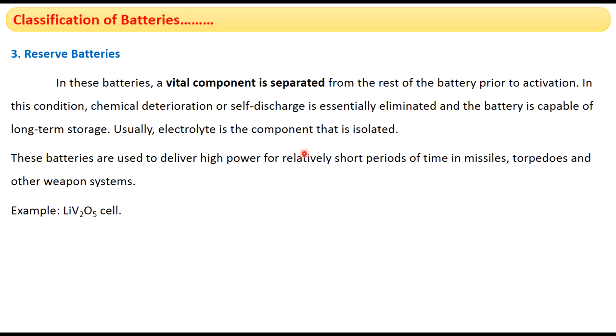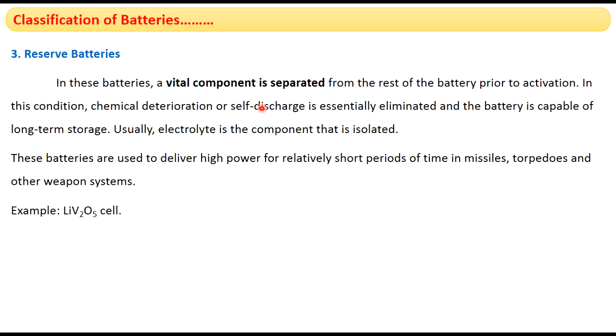We'll move on to the third type of batteries, reserve batteries. In reserve batteries, a vital, important component is separated from the rest of the components of the battery. This is generally done to prevent self-discharge and also for long-term storage.